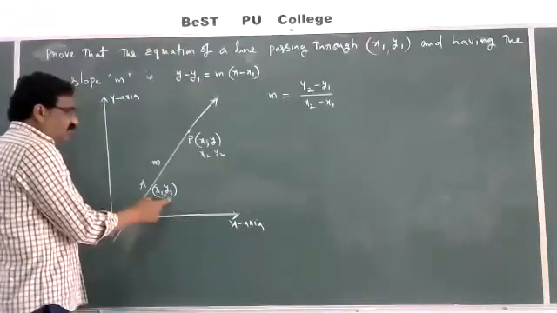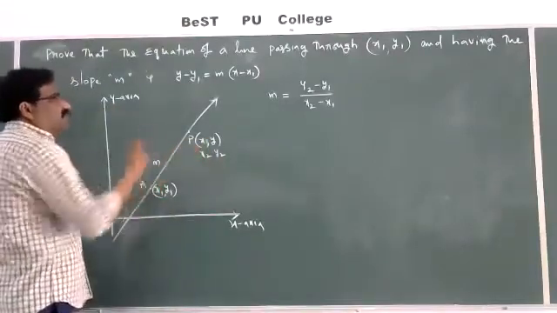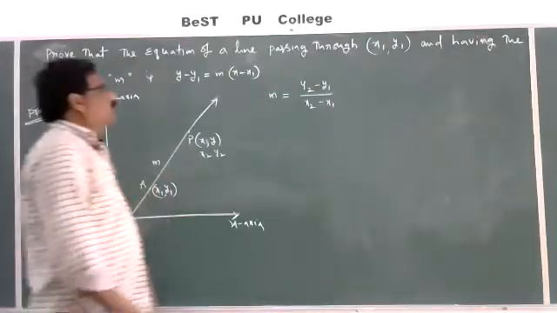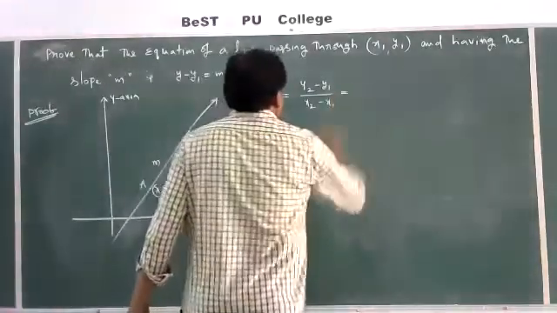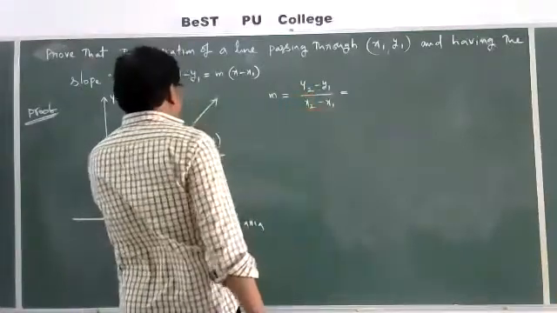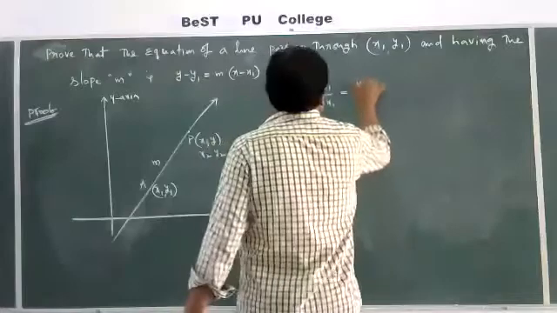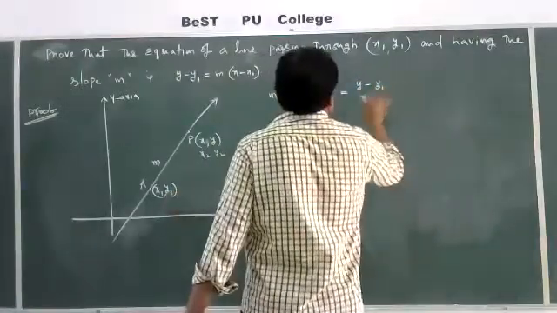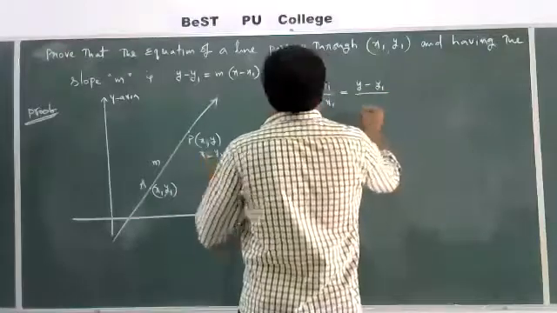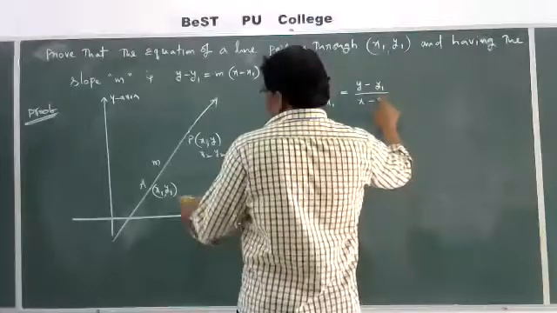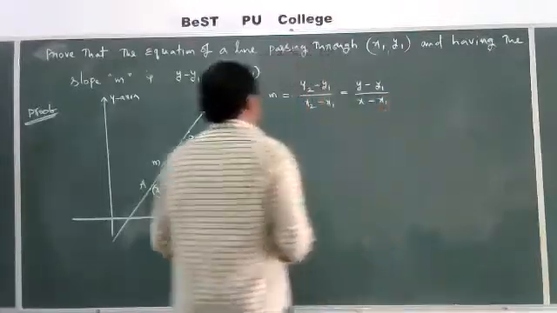This is x1, y1 and this is x2, y2. Given m is the slope of the line. So m is equal to, using the formula, y2 minus y1 by x2 minus x1. Here y2 is y, y1 is y1, x2 is x, and x1 is x1. Observe this.